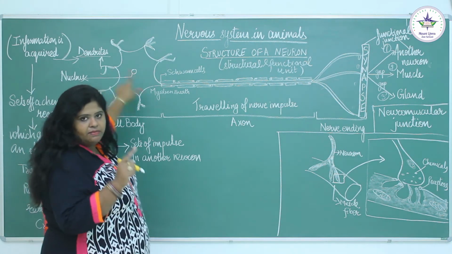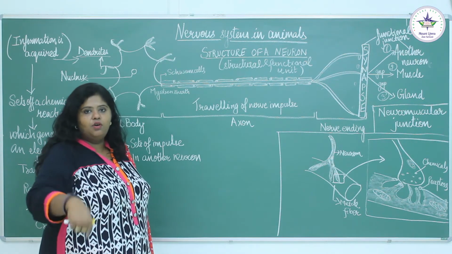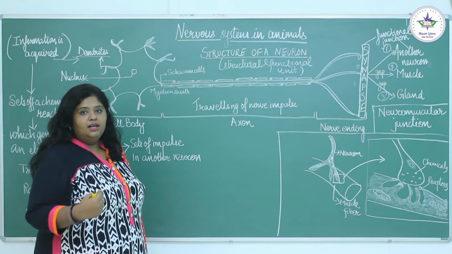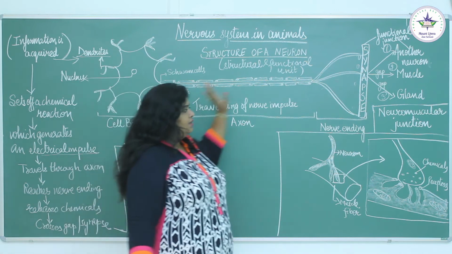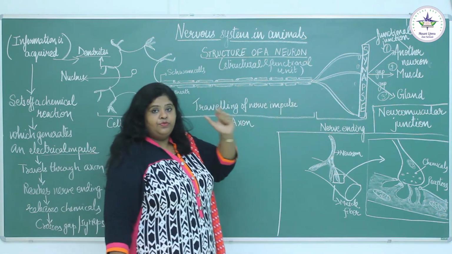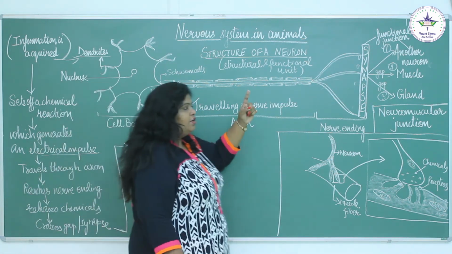For example, if a message is going to be transferred from the brain to the leg, all through we have the network of neurons. So from one neuron to another neuron, the pathway will be dendrite, axon, nerve ending, dendrite, axon, nerve ending. So this will be the pathway of a message traveling from neuron to neuron.